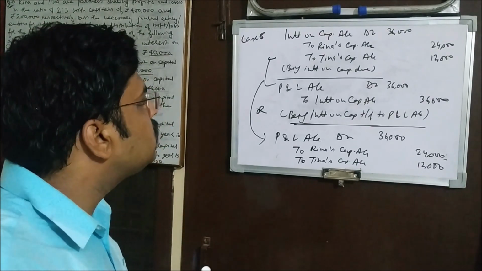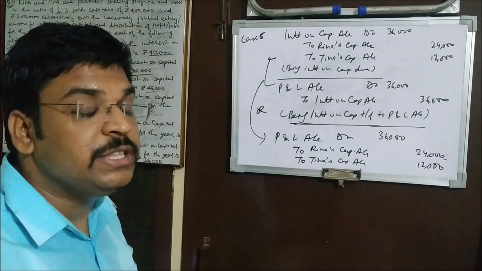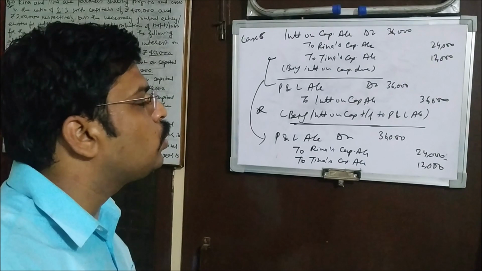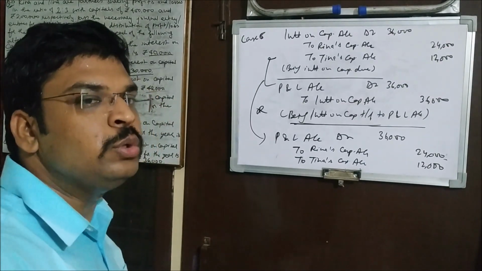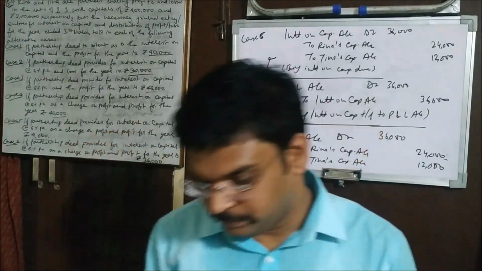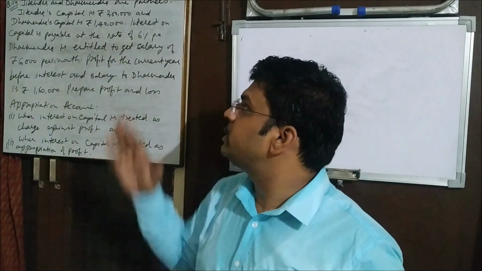Okay, now this was the question related to the journal entries. If these points come in the preparation of profit and loss appropriation account, how we are going to tackle them, I am just going to show you through another question. You can see the question on your screen. So I have written the question here.